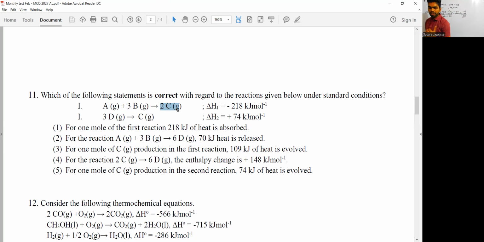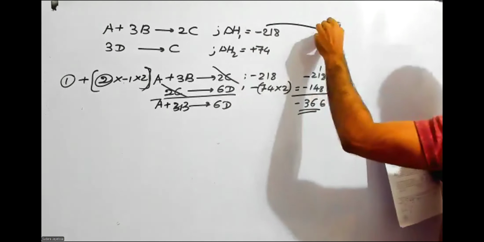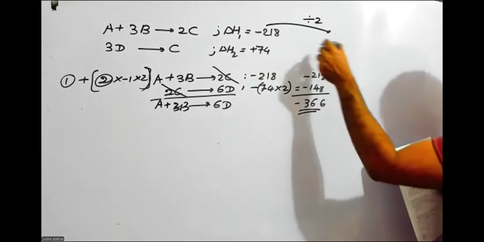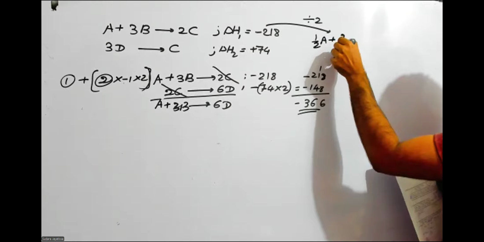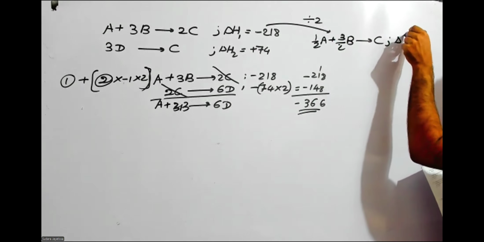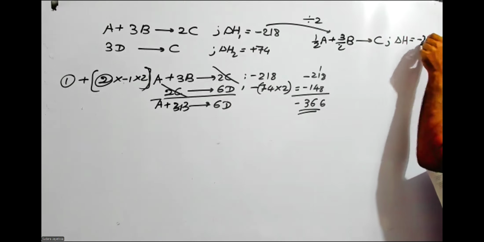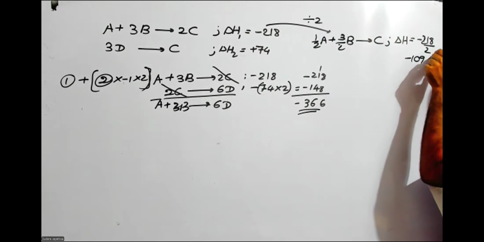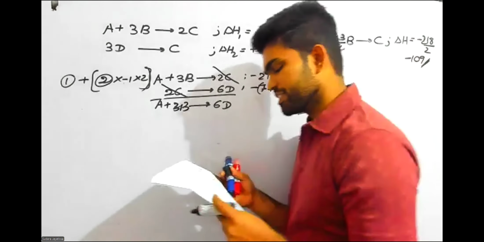And now let's see why the fourth and fifth answers are wrong. You can write something for the third answer. Say about this. Divide by 2. So it will become half A, 3 over 2 B, and C. Then your enthalpy change will be minus 218 over 2, minus 109. Like that, explain a bit. It will be good for your knowledge.